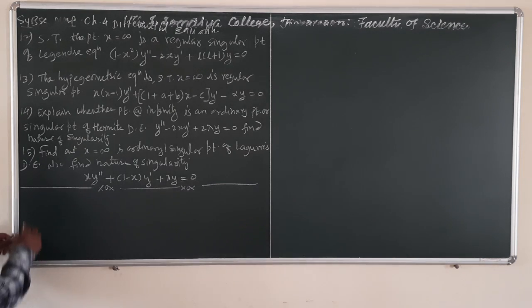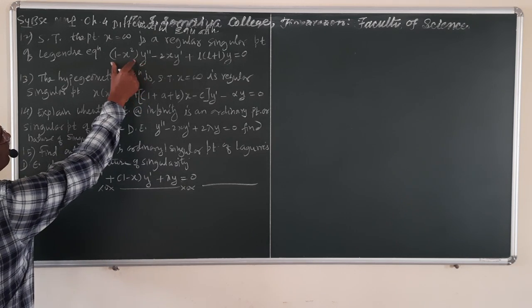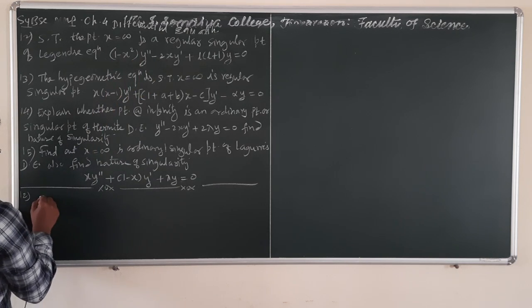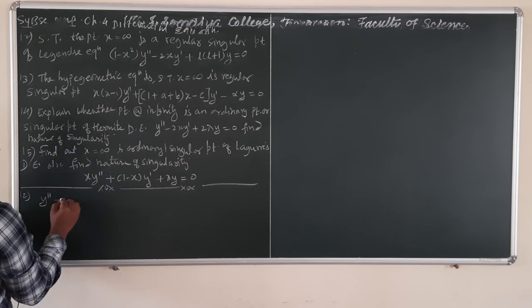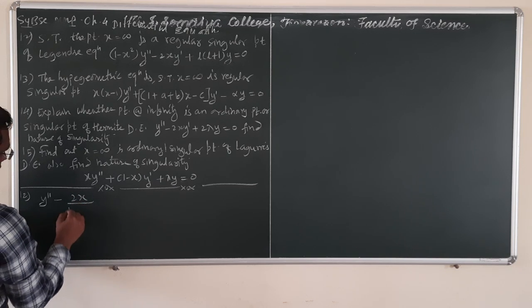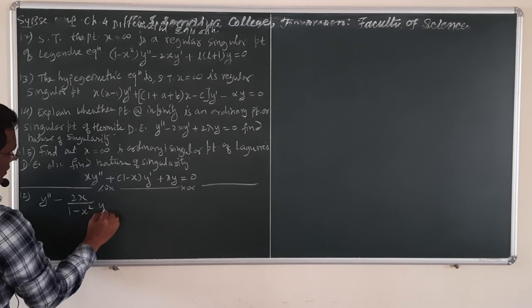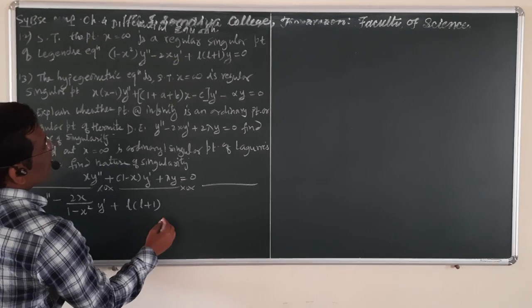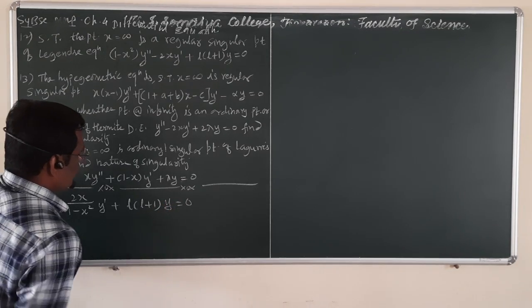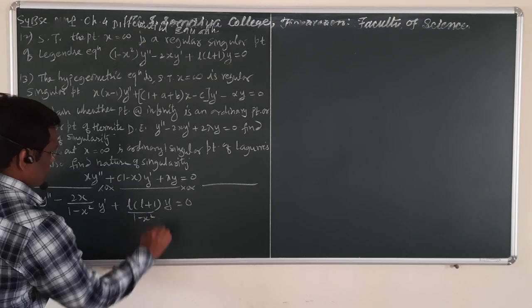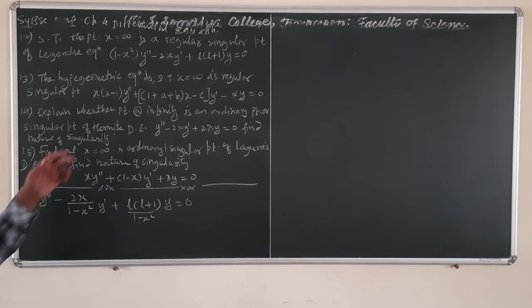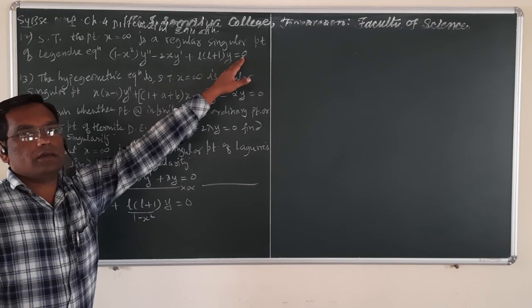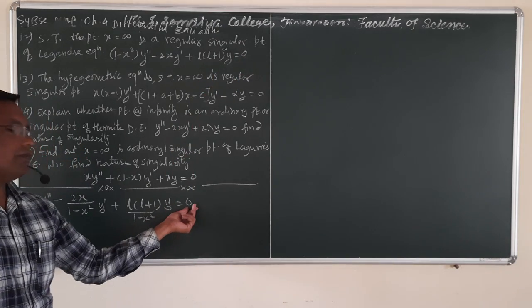So in problem number 12, the given equation we can write by dividing it by 1 minus x squared. We get y double dash minus 2x divided by (1 minus x squared) y dash plus l into (l plus 1) y equal to 0 divided by (1 minus x squared). Okay, so if you divide the right hand side, 0 by 1 minus x squared, we will get 0.